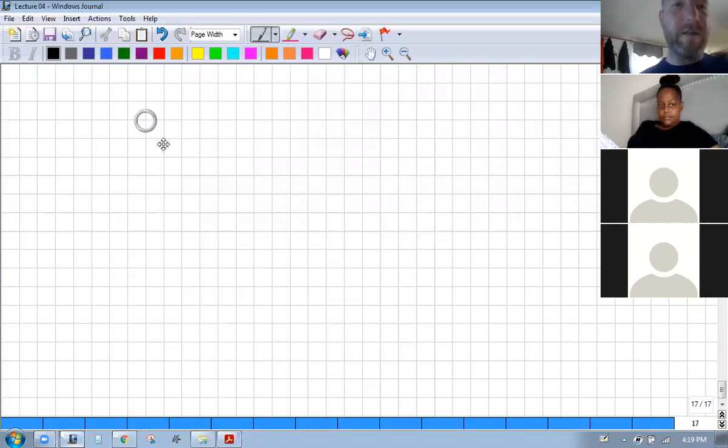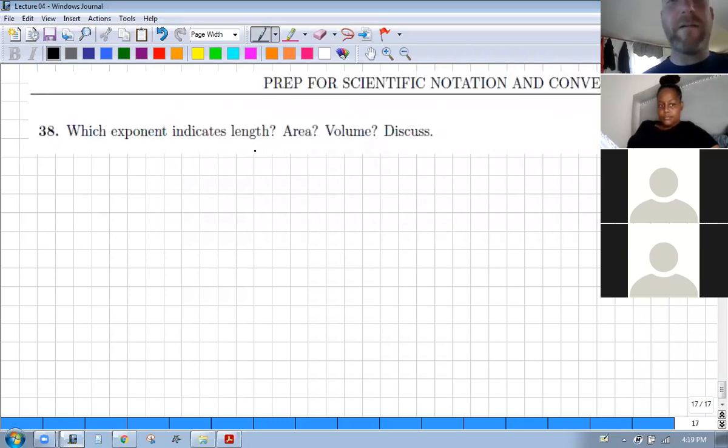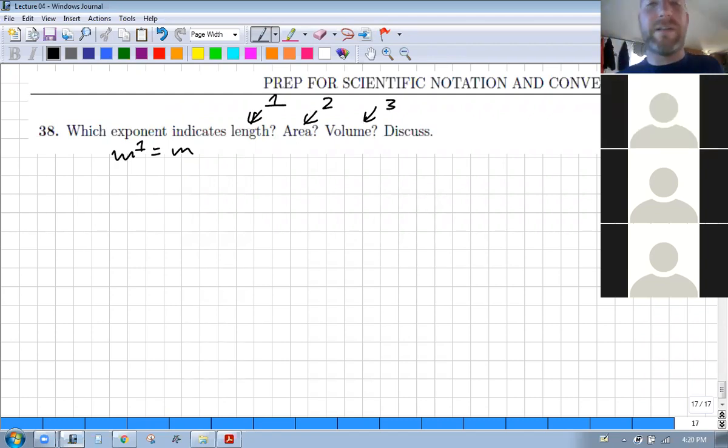Page 29. What exponent indicates length, area, and volume? The length, the exponent is a 1. We don't write that though. If you have meters to the first power, that's just meters, right? Area, squared, volume, 3, right? That's why it's called squared, because a square has area. And this is called cubed because cubes have volume. And then after that, you have to the 4th power, 5th power, and so on.